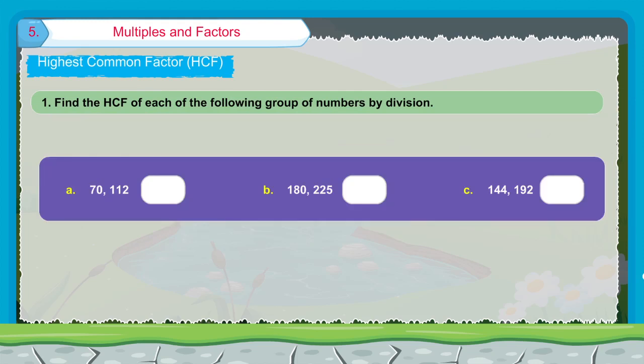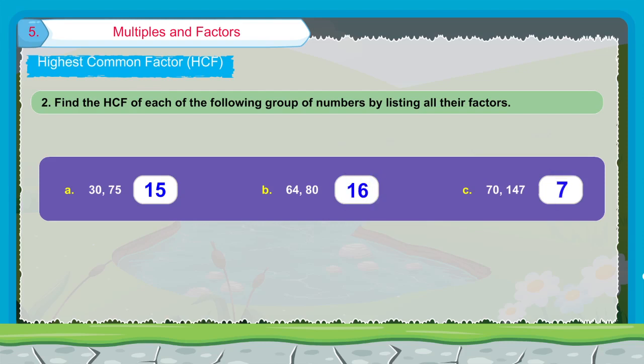1. Find the HCF of each of the following group of numbers by division. 2. Find the HCF of each of the following group of numbers by listing all their factors. Find the HCF of each of the following group of numbers by prime factorization.